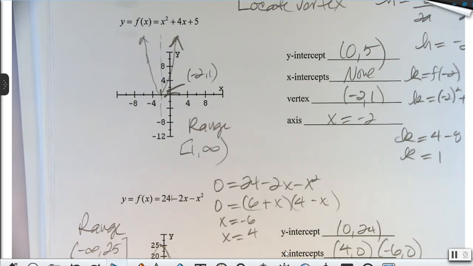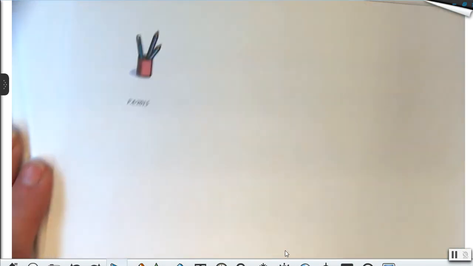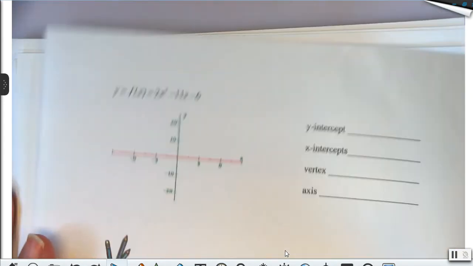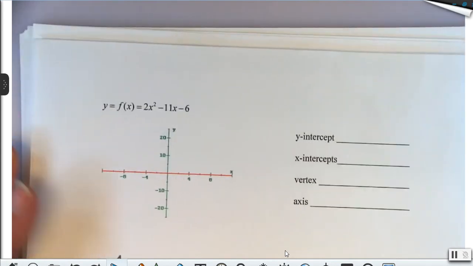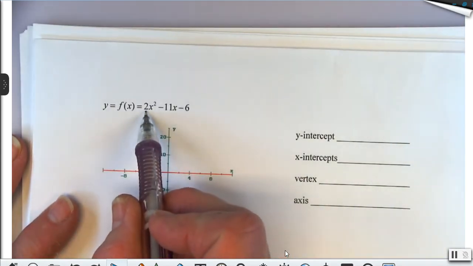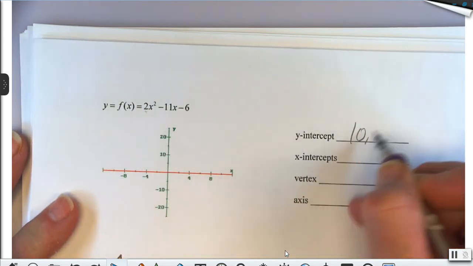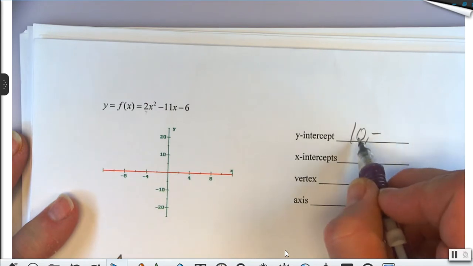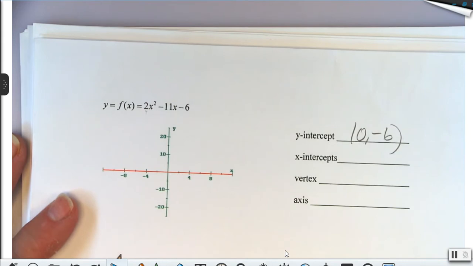All right, so I think I've got one more here on my list of things to do. So let's kind of move to the next page, see what's happening here. So in this case, we are going to have f of x is equal to 2x squared minus 11x and a minus 6. This is going to be opening upward. We can tell because the coefficient on the square term is positive. So y-intercept, we're going to let x equal 0. We're going to let x equal 0. Y is going to be a negative 6.